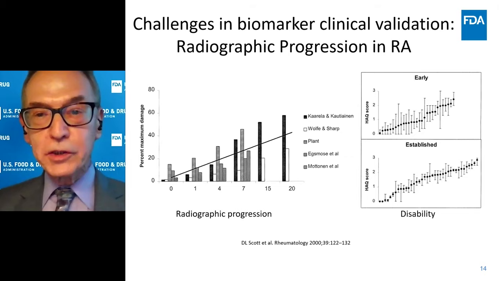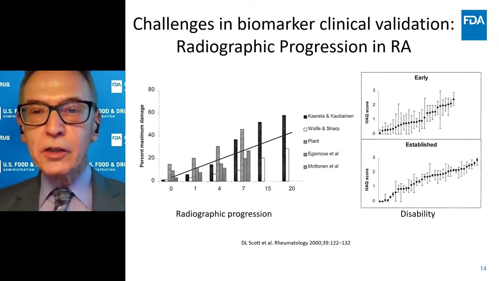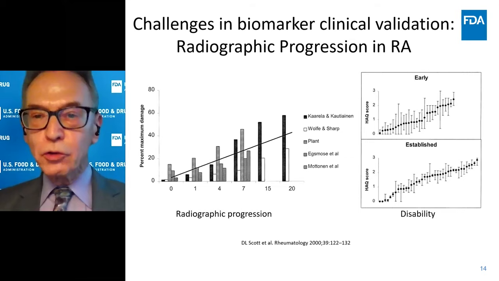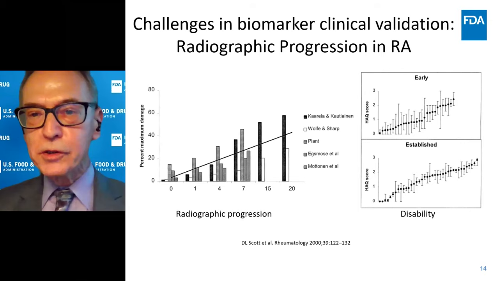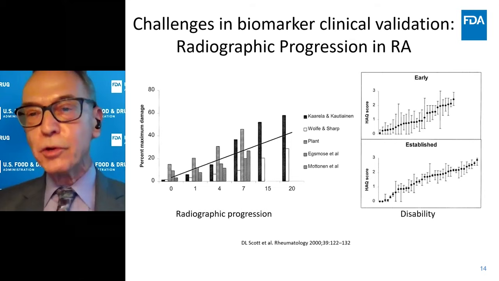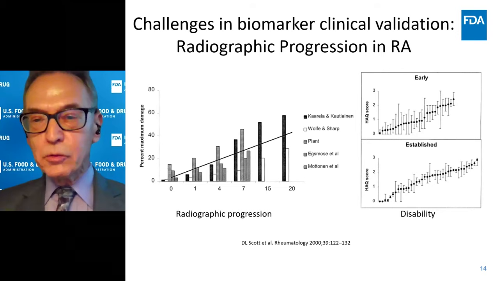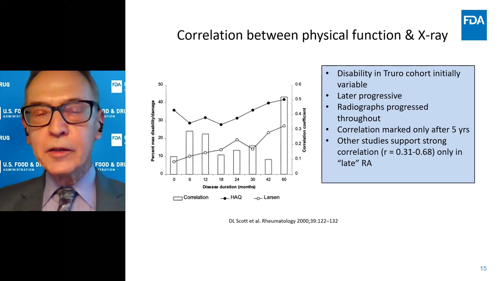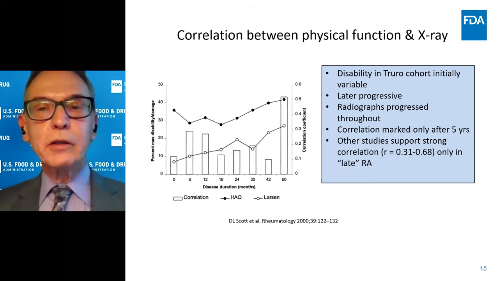In contrast, on the right in those two graphs is seen disability, which is expected to correspond to damage to joints. But what you can see in the graph on the top right, early on, disability as measured by the HAQ or health assessment questionnaire does not increase over time. It's only later on that it begins to increase in a more linear looking way. And in contrast, in established RA, once it is established in the right lower panel, you can see progressive increase in disability over time.